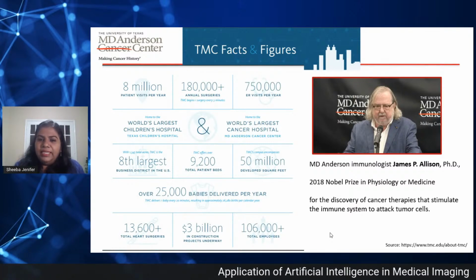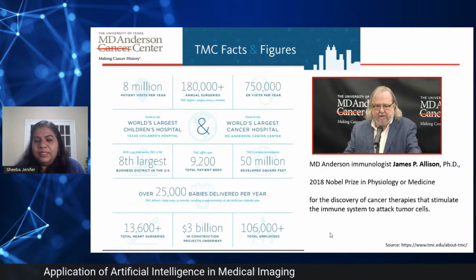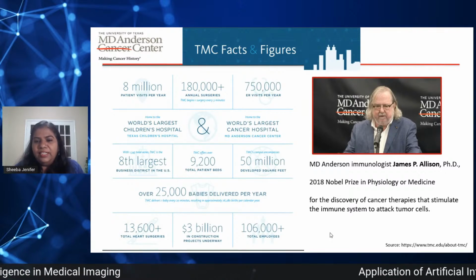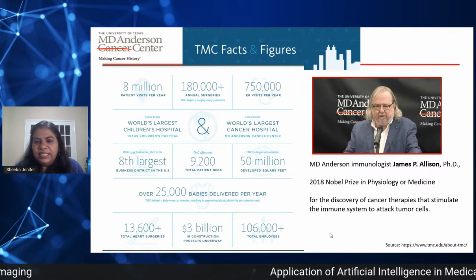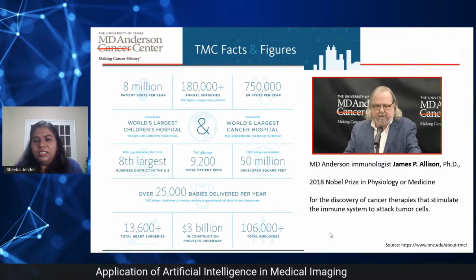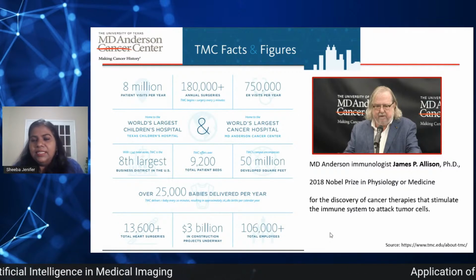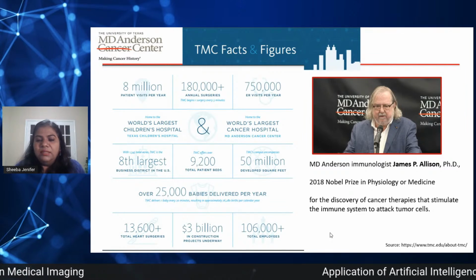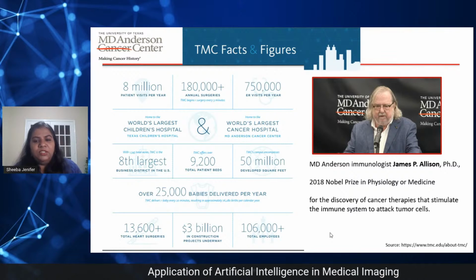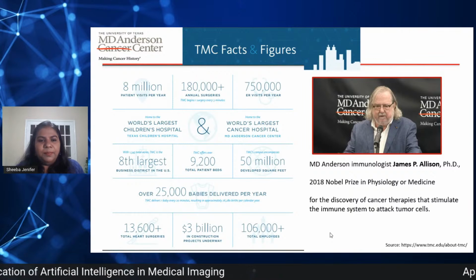spot for medical research. One of the important highlights is that the 2018 Nobel Prize award winner is from MD Anderson. He's an immunologist, Dr. James P. Allison. He won the 2018 Nobel Prize in Physiology or Medicine for his discovery of cancer therapies that stimulate the immune system to attack the tumor cells. His discovery was mainly based on using our own immune system to fight back against the tumor cells.